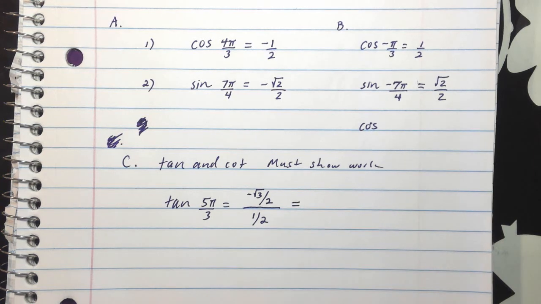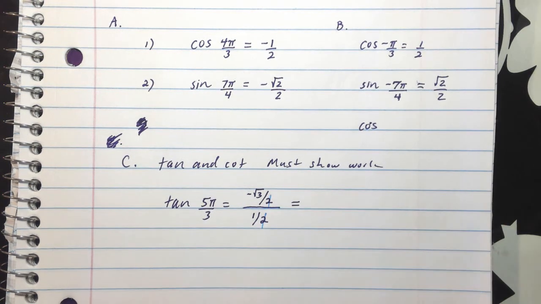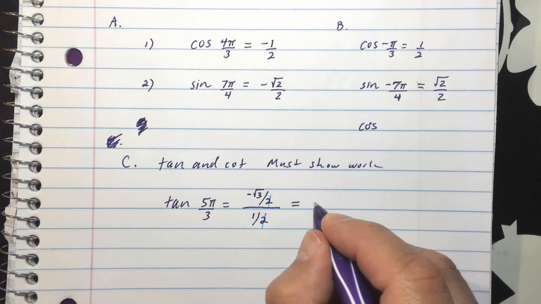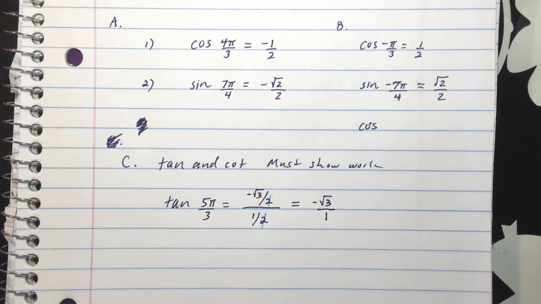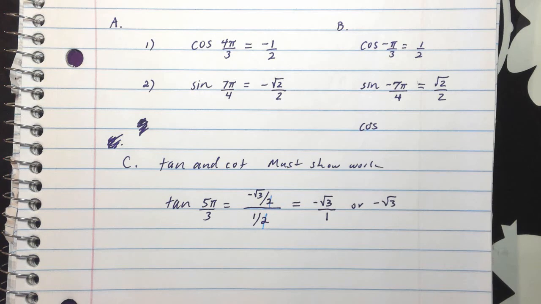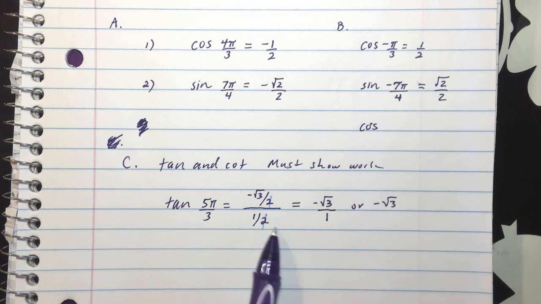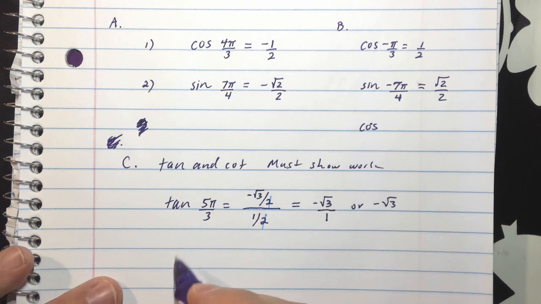Looks scary. Don't be too scared. Watch how easy this is. The 2's cancel. So you end up with just negative radical 3 over 1. And you can leave it like that. Or you could write negative radical 3. Not too bad, right? I know a fraction on top of a fraction looks scary, but the fact that the 2's cancel makes your life a lot easier.